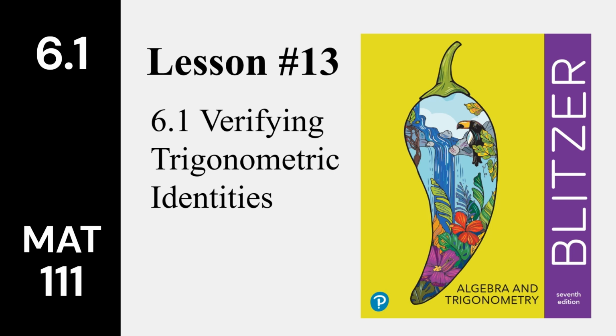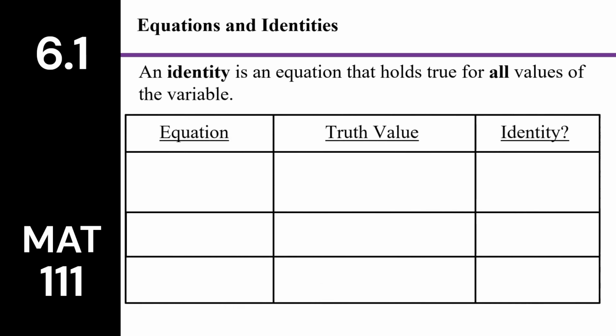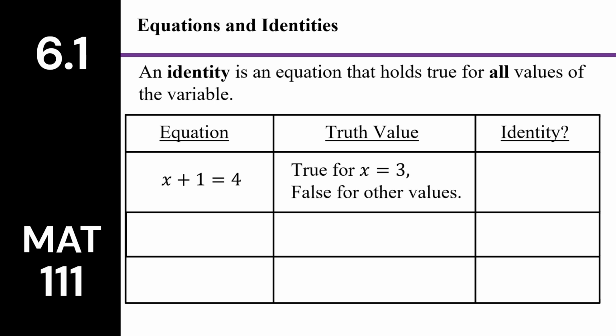Section 6.1, Verifying Trigonometric Identities. An identity is an equation that holds true for all values of the variable. Let's consider the following equations. x plus 1 equals 4. Well, that's true for x equals 3, but it's false for all other values, and therefore it's not an identity.